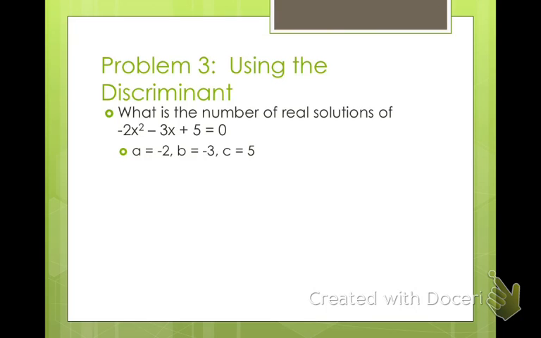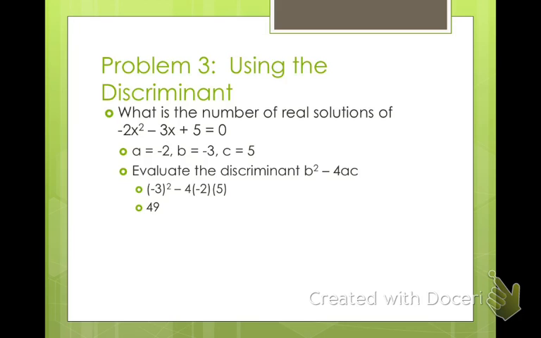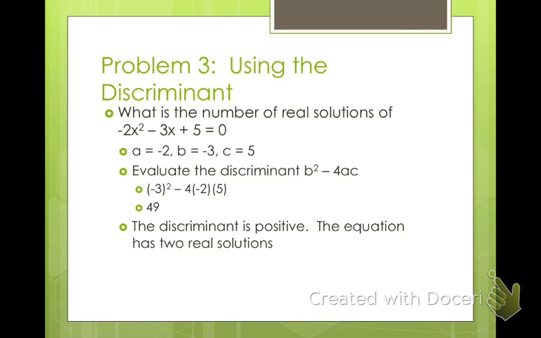Okay, so to find the number of solutions, we put it in standard form, and then we just evaluate that b squared minus 4ac. So we plug it in, negative 3 squared minus 4 times negative 2 times 5. The answer is 49. So since it's positive, we have 2 solutions, and that discriminant is going to be 7, negative 7.